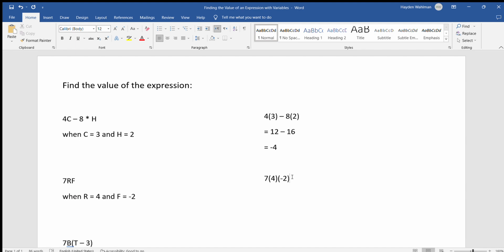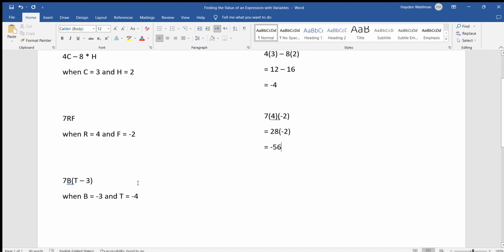So BOMDAS, brackets first. There's nothing to do. Powers or exponents or indices, whatever you want to call it. Second, there's none of that. So multiplication and division next. We're multiplying, and so we start left to right, okay? So 7 times 4. I mean, we could do it all at once. It doesn't matter, but whatever. 28 times -2. A negative multiplied by a positive is always a negative, so the answer is -56.